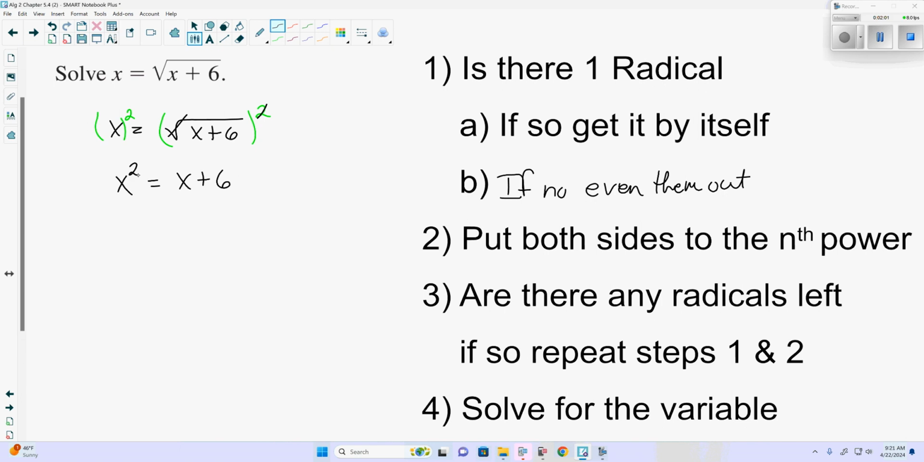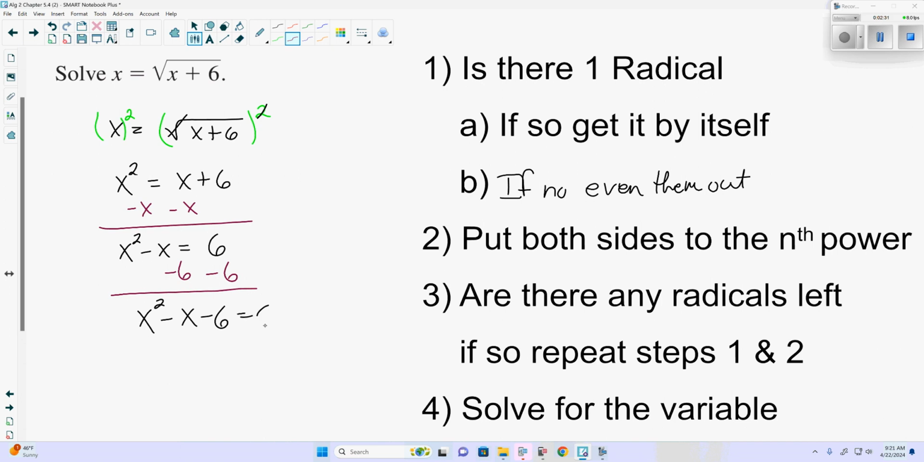We have a power greater than 1 attached to a variable, yes? So we need to get this equal to 0. So what do we want to do? How do we want to get this equal to 0? Yeah, we can subtract x from both sides, telling us that x squared minus x is equal to 6. Then we would subtract 6, telling us x squared minus x minus 6 is equal to 0.